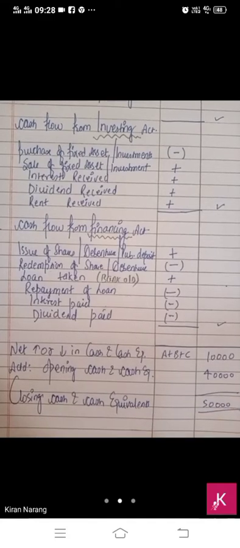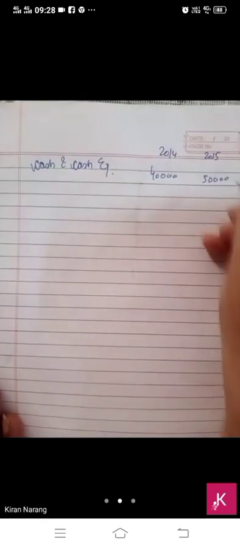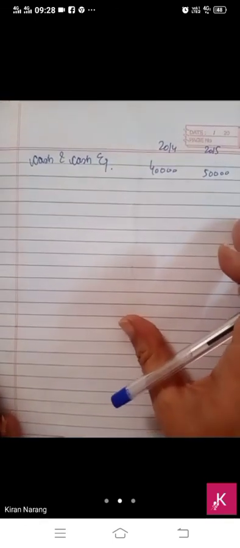You know well in advance that A plus B plus C should be 10,000. How will the question be given? Different items of the question will be given to you, everything in the beginning, in the question only: cash and cash equivalents, 2014, 2015, 40,000, 50,000.